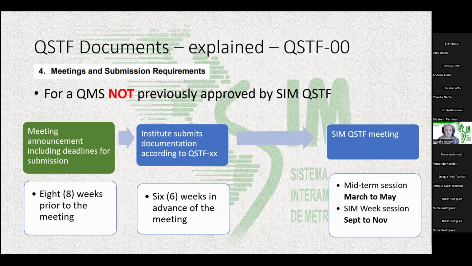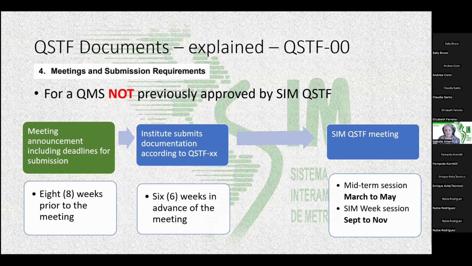The timelines are described as such: 8 weeks prior to the actual date of the meeting. So once we know the actual date of the meeting, the SIM secretary will send an announcement of the meeting, and this announcement will include the deadline for the submission, and usually also will include the draft agenda for that meeting. 6 weeks in advance of the meeting, the institute who's going to present needs to submit their documentation according to the QSTF series of tools and documents that I already talked about previously.